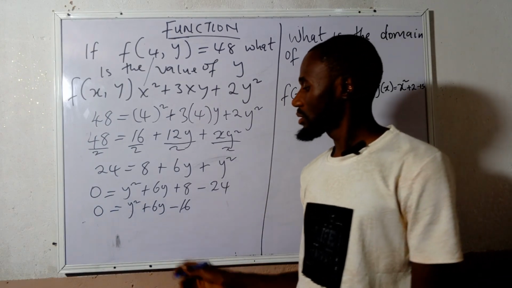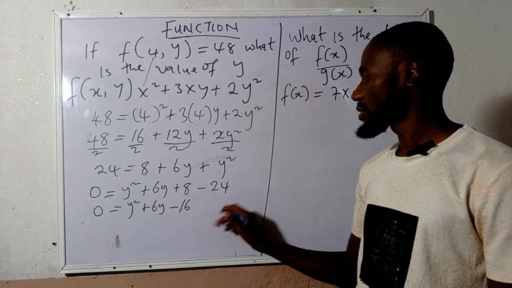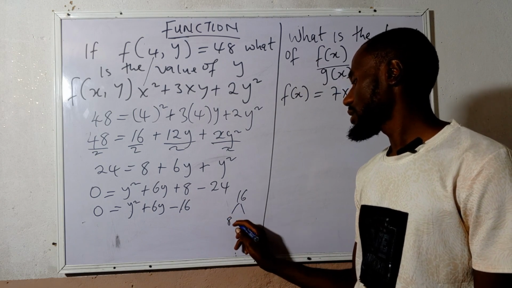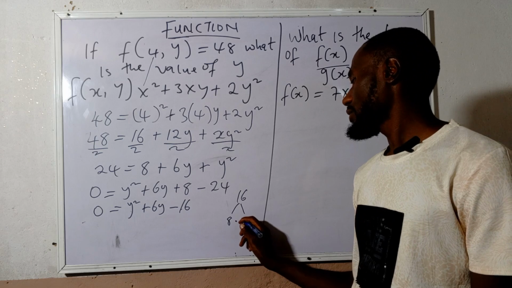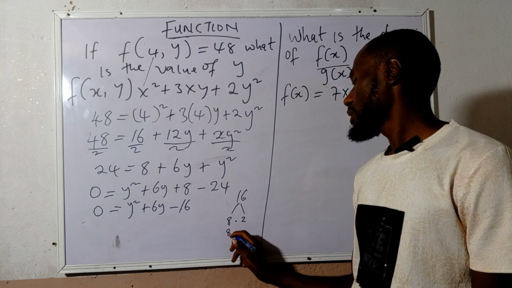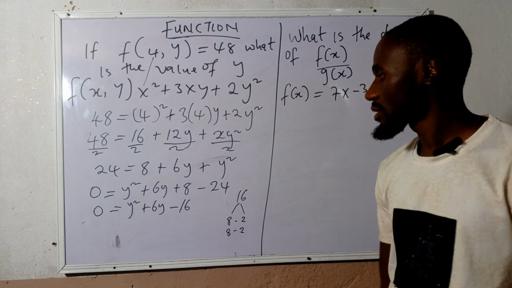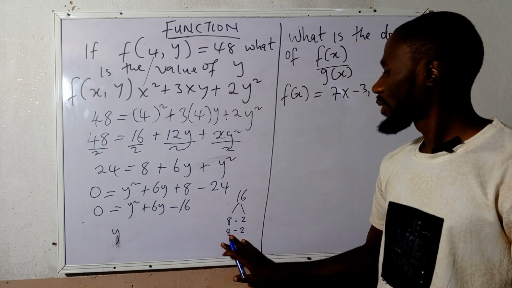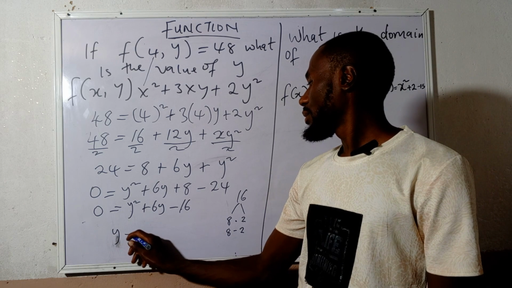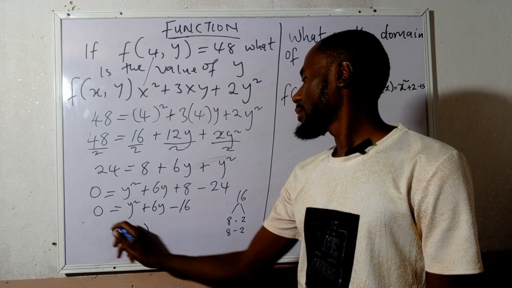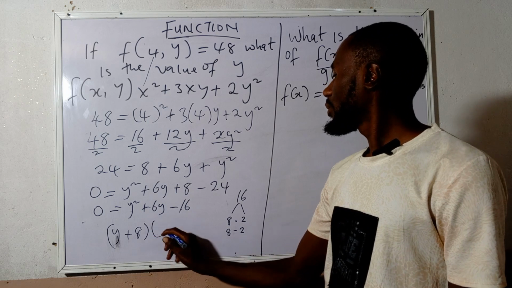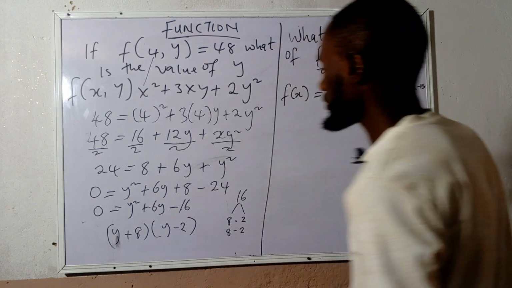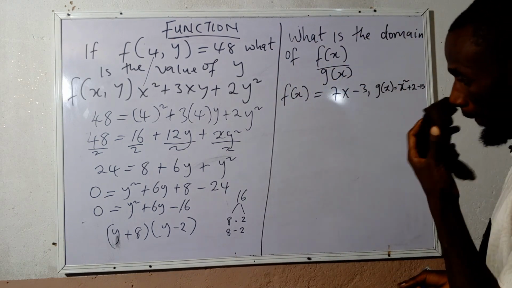We resolve into a quadratic equation. Find two numbers which, if we multiply, we get 16. We have 8 times 2. We have 8 and 2. 8 minus 2 is equal to 6. Therefore, we can say y is either y plus 8 or y minus 2. That will be our solution.